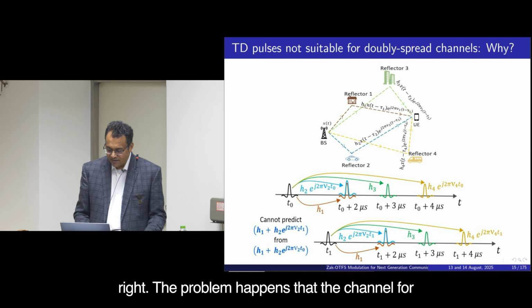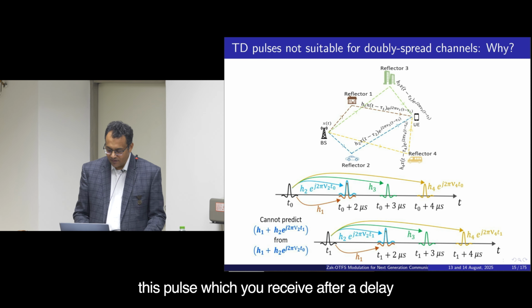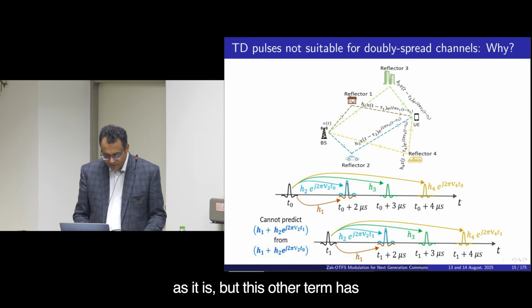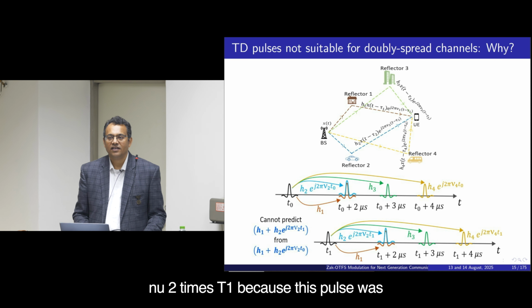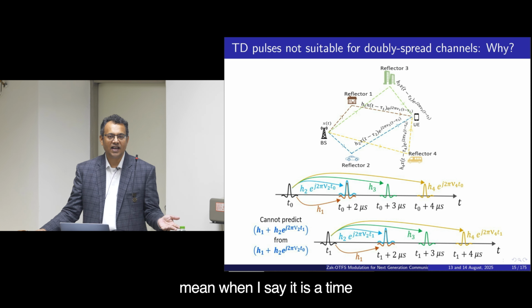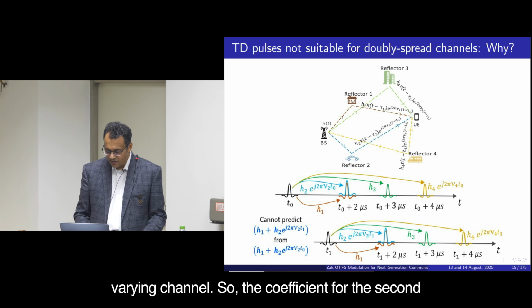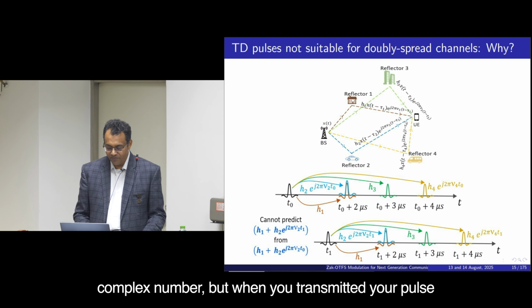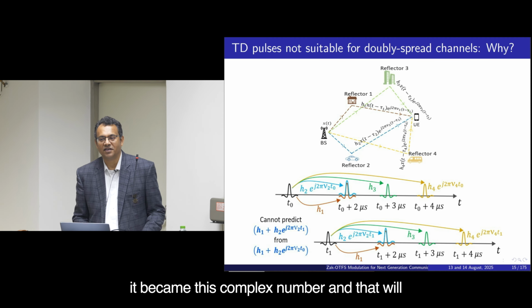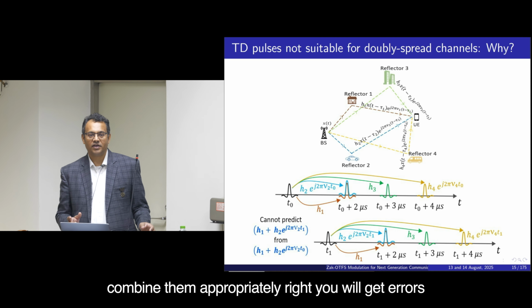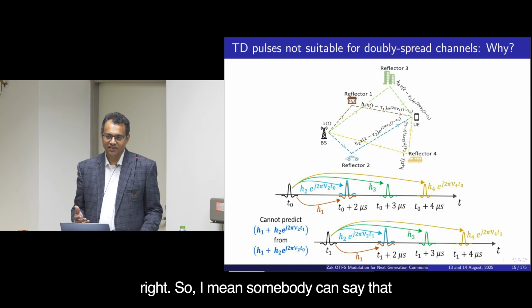The problem happens that the channel for this pulse, which you receive after a delay of 2 microseconds now, is different. H1 is as it is, but this other term has nu 2 times T1 because this pulse was transmitted at T1, right? That is what I mean when I say it is a time varying channel. So the coefficient for the second lag, you had estimated it to be this complex number, but when you transmitted your pulse it became this complex number, and that will cause problems for you because now you cannot combine them appropriately, right? You will get errors, right?